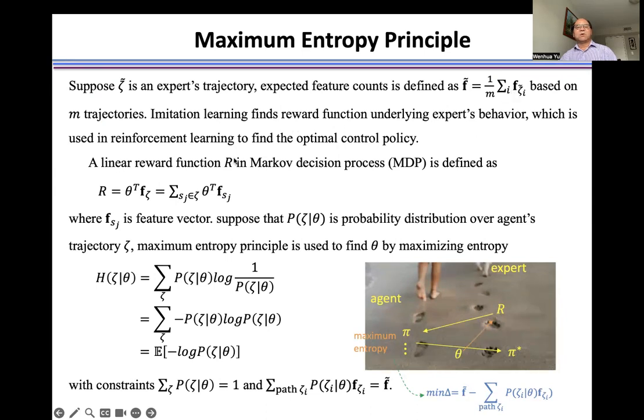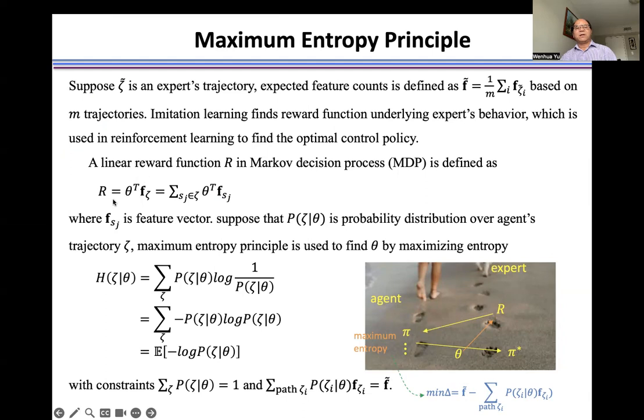Suppose the reward function in the Markov decision process is linear. So the reward function R is equal to the product of the parameter theta and the feature vector F. This theta is what we need to find, and this feature vector is known.